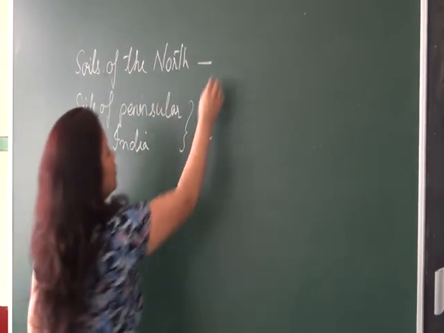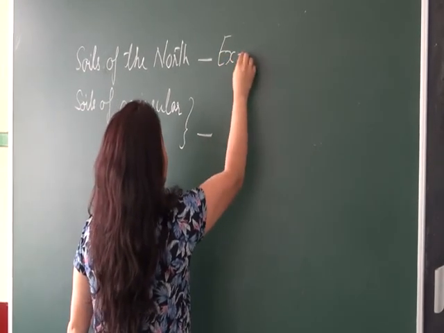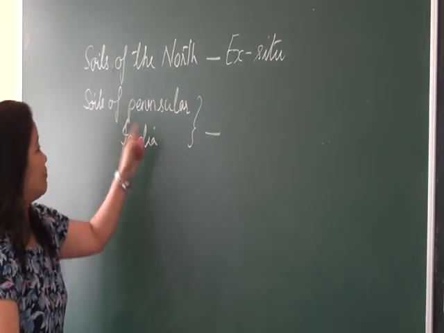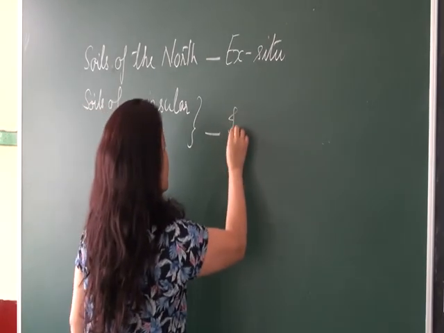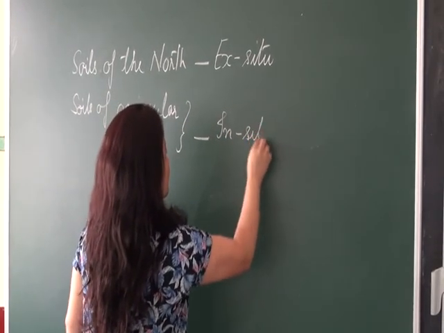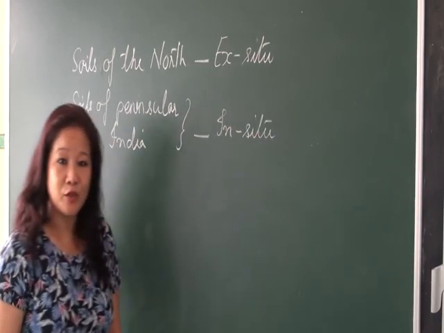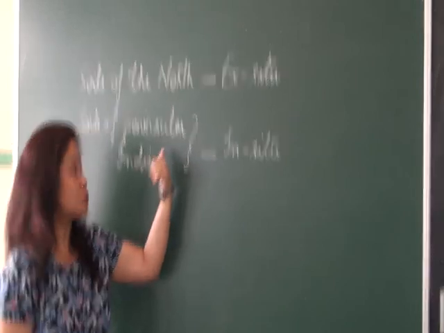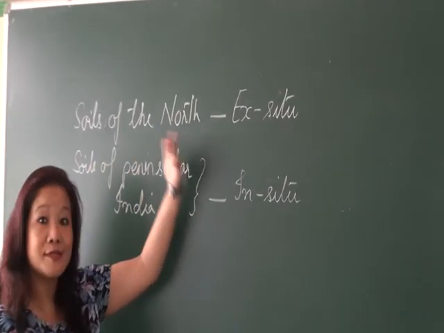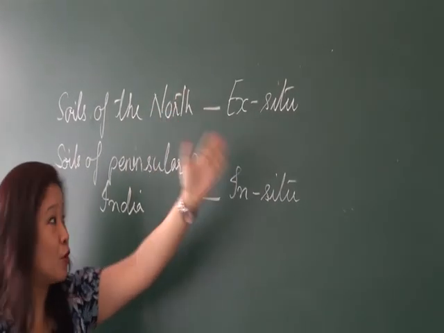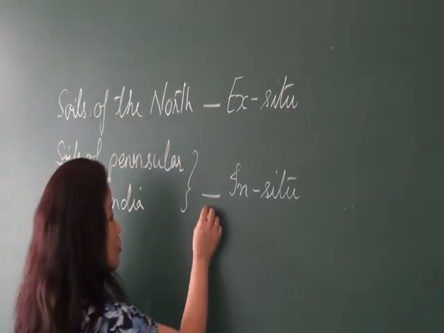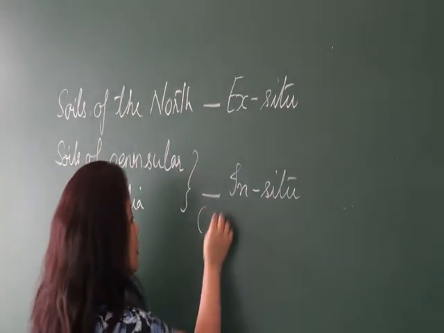Soils of the north is called ex situ, and soils of peninsular India is in situ. If you are out with your notebooks, if you have your copies, please keep a note of it. Please write this down, right? Soils of the north is ex situ, transported, and soils of peninsular India is in situ. Okay, here I am going to write what in situ means.